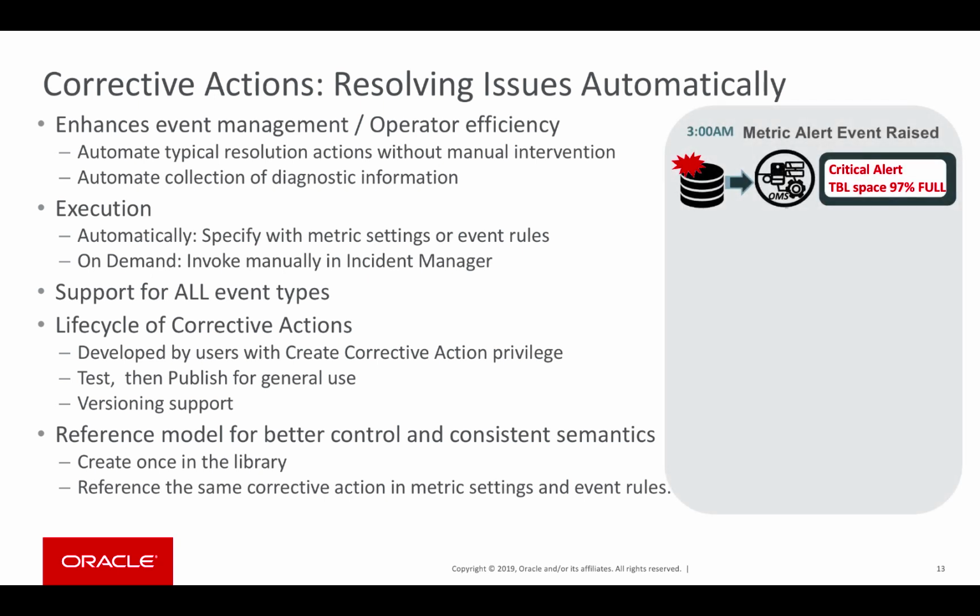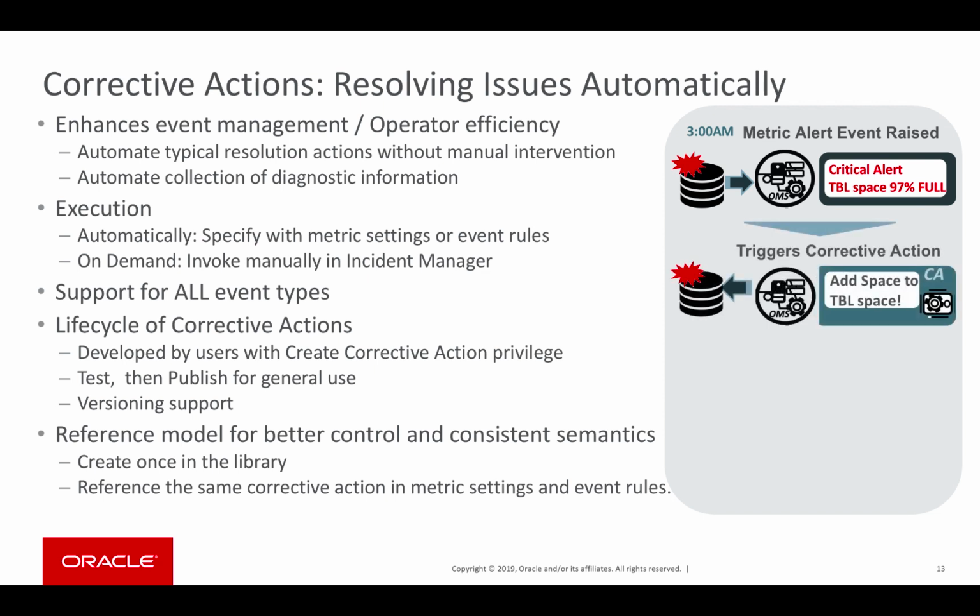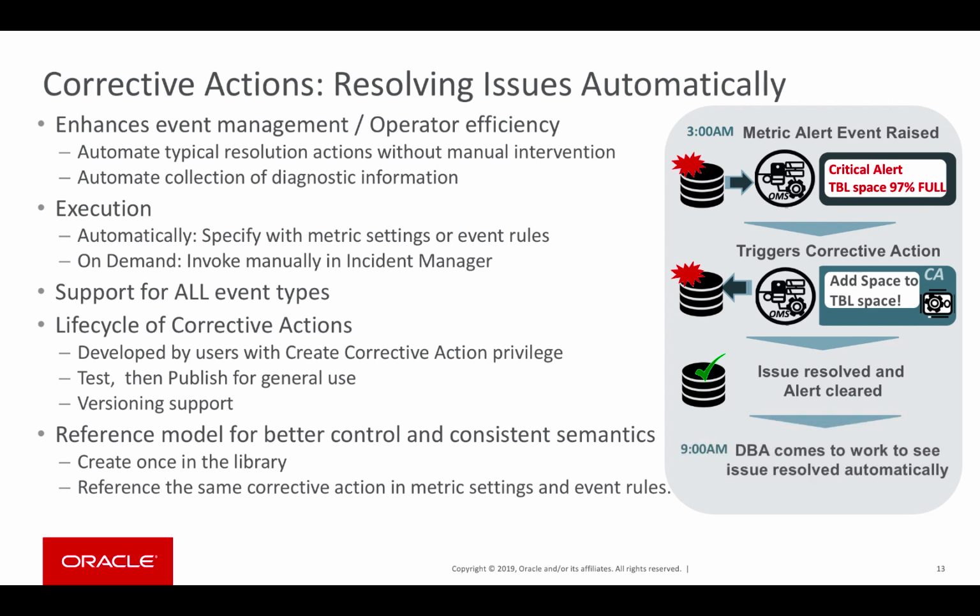For example, say at 3 a.m. in the morning, a metric alert is raised for a tablespace being full. Enterprise Manager receives that event and finds a corrective action that is associated with the tablespace metric for this target. EM then executes the corrective action right away. Shortly after, the issue gets resolved and the alert is cleared. This all happens automatically. At 9 a.m., when the DBA comes to work, all he sees is that everything has been done while he was sleeping. So corrective action, technically, is nothing but a job.